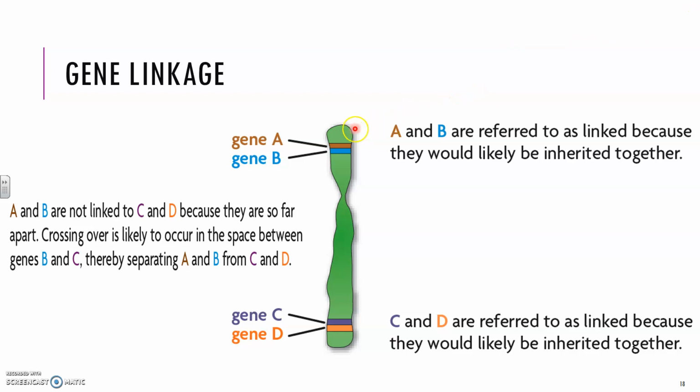So A is not linked to C, however. They are on completely opposite ends of the chromosome, and it's very likely that they will be separated during crossing over. The same goes with A and D, and also with B and C and B and D. But yet again, C and D are right next to each other, so generally you would consider them linked, because most likely they are going to be inherited together.